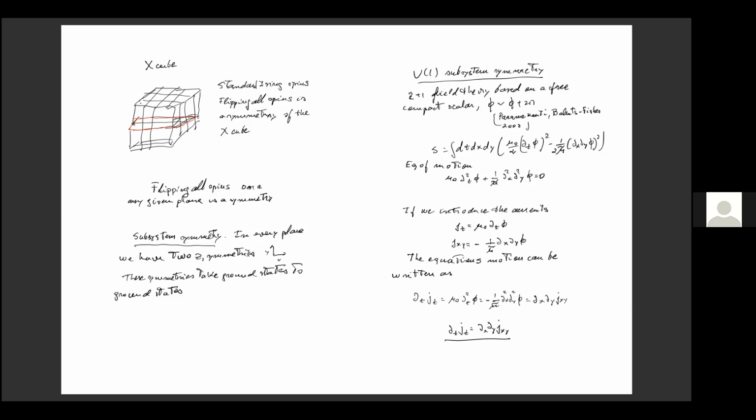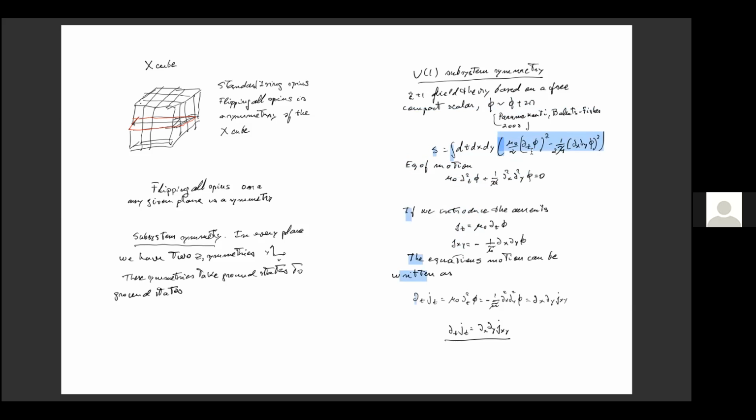Okay, now here I am writing this. In every plane, we have two Z2 symmetries. These symmetries take ground states to ground states. Now, going to field theory. I am not going to say anything more about lattice model, and I'm considering this 2+1 dimensional field theory based on a compact scalar that obeys this periodic boundary condition. It seems that this was introduced by these guys, but I learned this from Seiberg and Shao, and that's the action that we have in here.